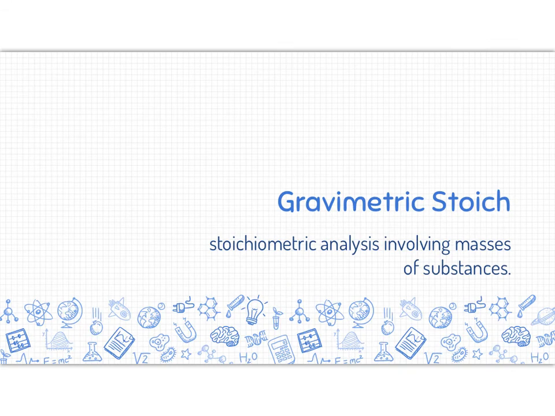Gravimetric stoichiometry is some sort of stoichiometry that involves the mass of a substance. Okay, so a mass is given when we're looking at gravimetric stoich.